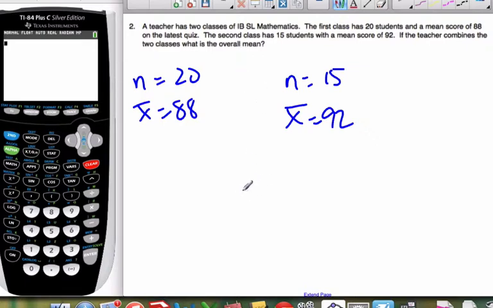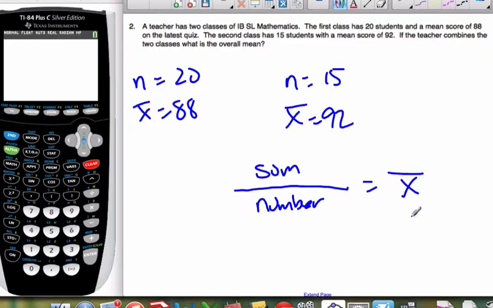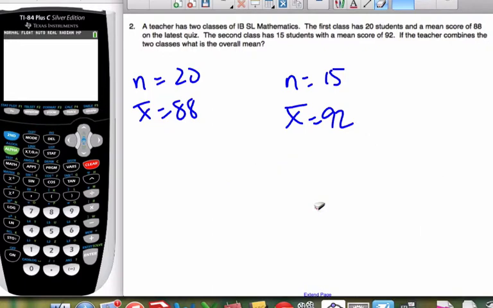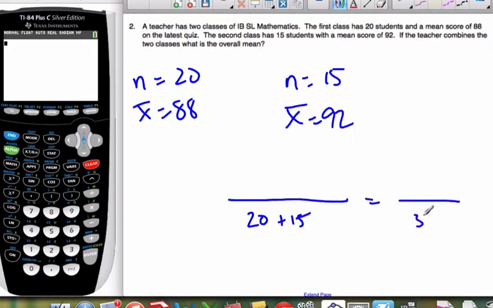Well, I know I need to have the total sum divided by the total number, and that will give me my new average. If I think about the total number, I know in total I have 20 plus 15. I'm going to have 35 students in total. But what's the total number of points?